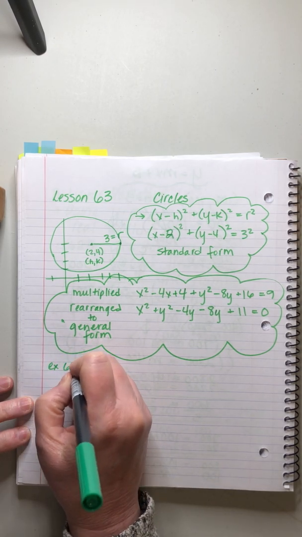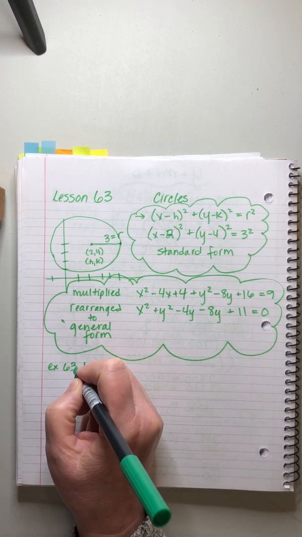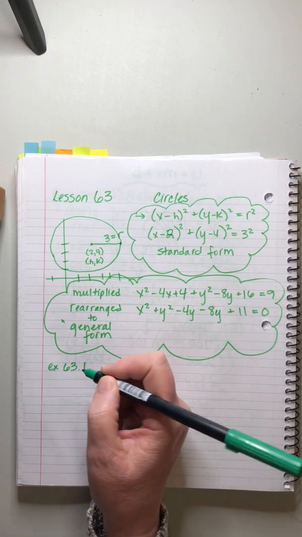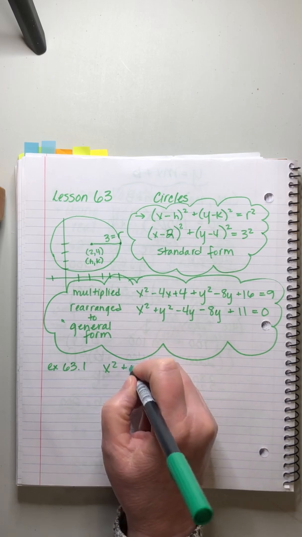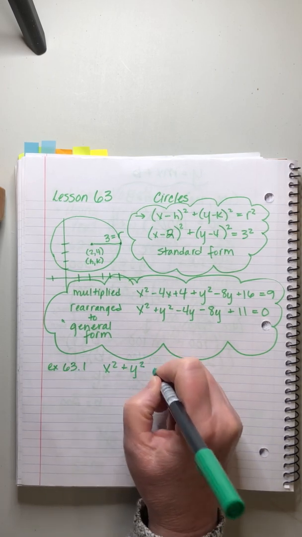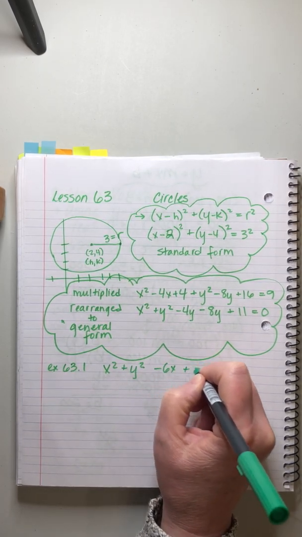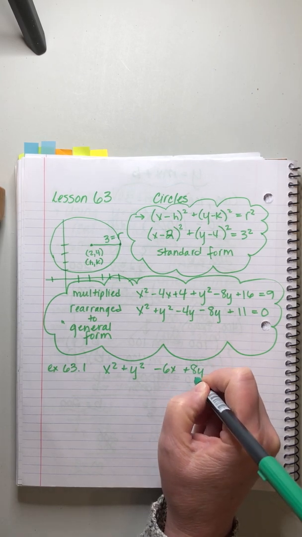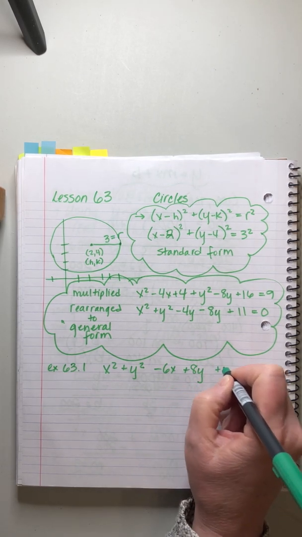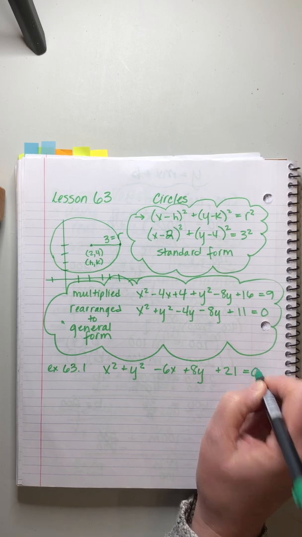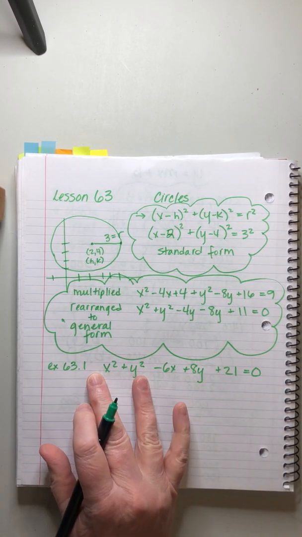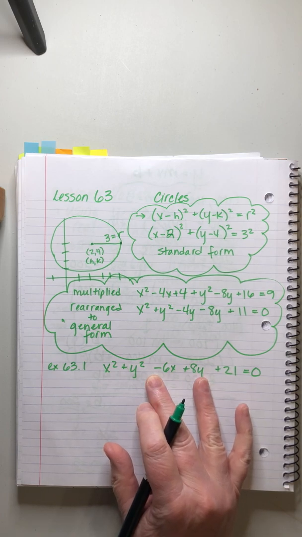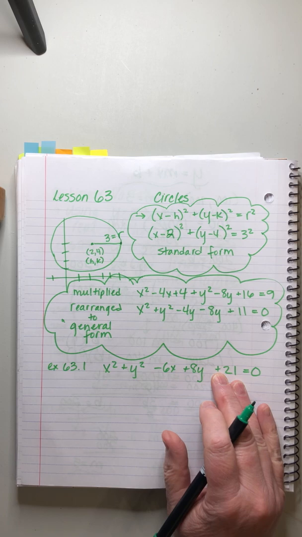Example 63.1. I think there are just 2 examples. Oh no, there are 3. x squared plus y squared, copy please. All right, there's general form. The squares, the single terms, and then the number all lumped together.